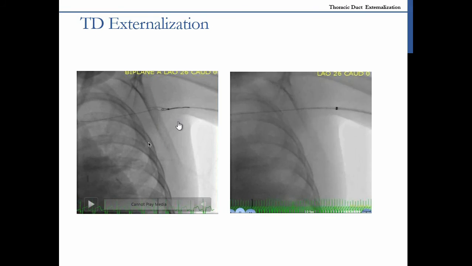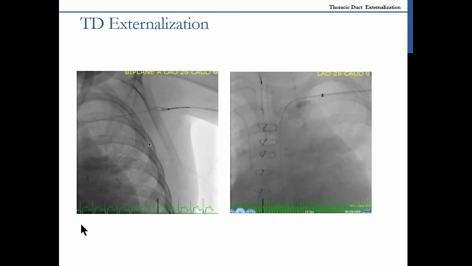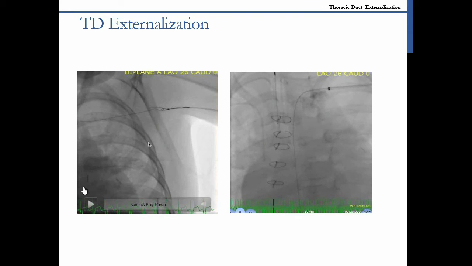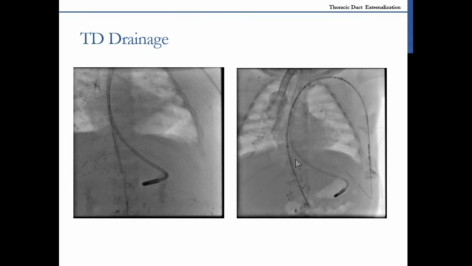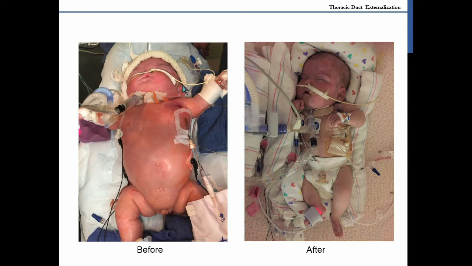So we do our magic. Unfortunately, this doesn't play. We put a sheath inside the thoracic duct in the cisterna chyli, and then we drain it. And magic happened. This is the kid, and this is 12 hours later. It's actually completely decompressed. And so we know the cause of his hydrops: occlusion of the thoracic duct.